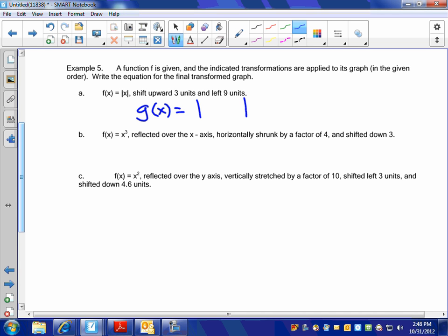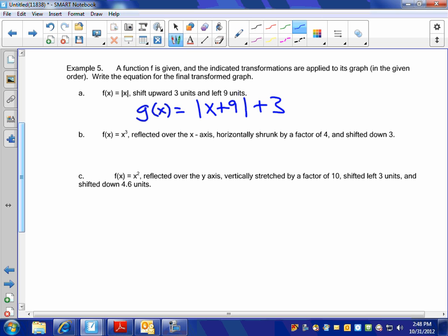Absolute value of x plus 9, good. Plus 3, good. So the plus 9 is the 9 units left. The up 3 is the plus 3 at the end. Good.